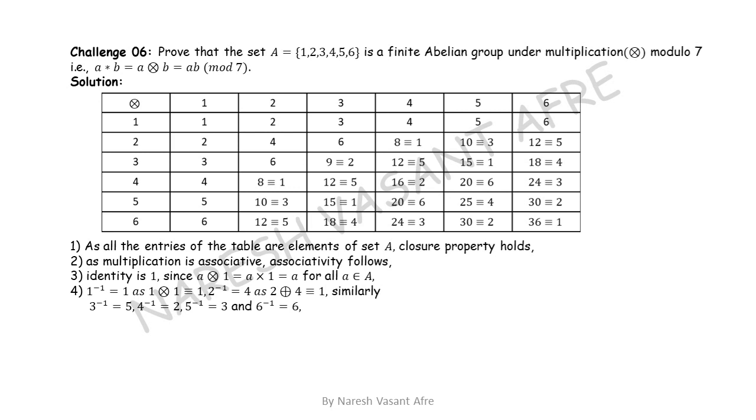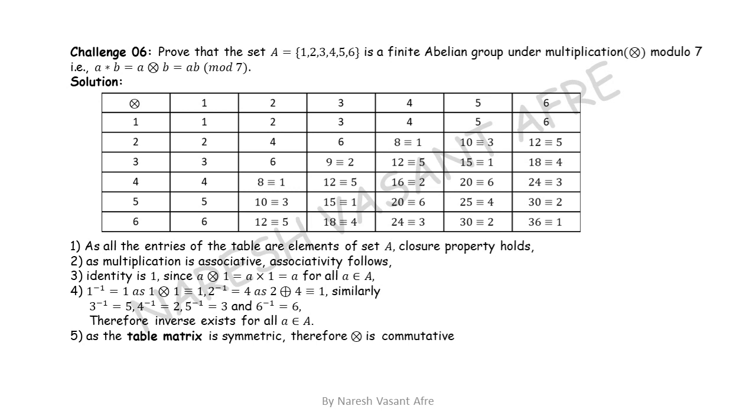So yes, this A satisfies all 4 properties, hence this A comma star forms a group. Also, if you observe this matrix, the table matrix is symmetric. That is, this star satisfies commutativity property. Hence, we can conclude that this A comma star is an abelian group.